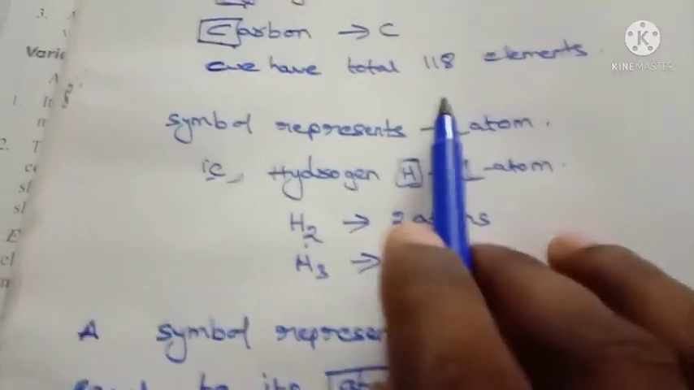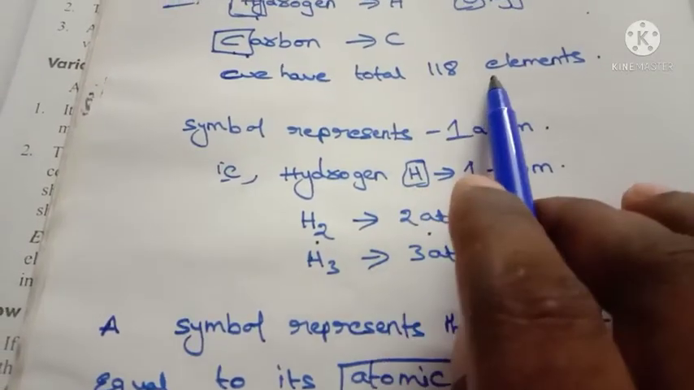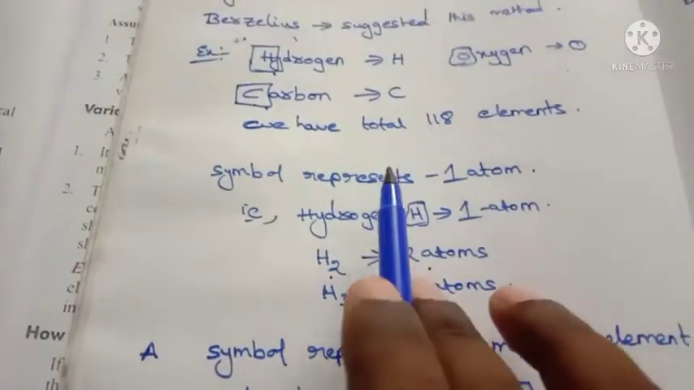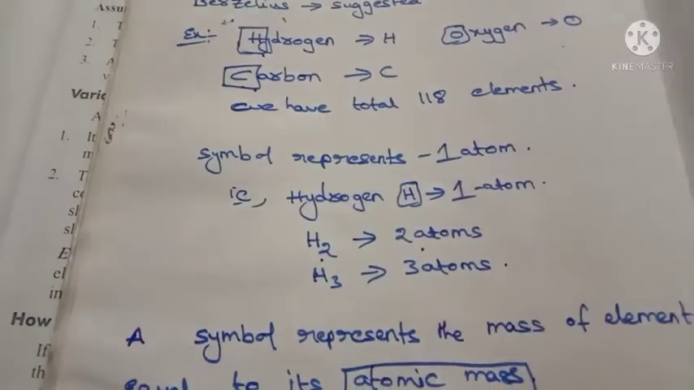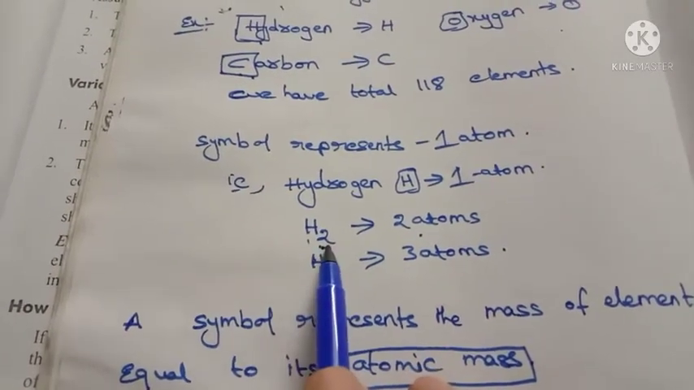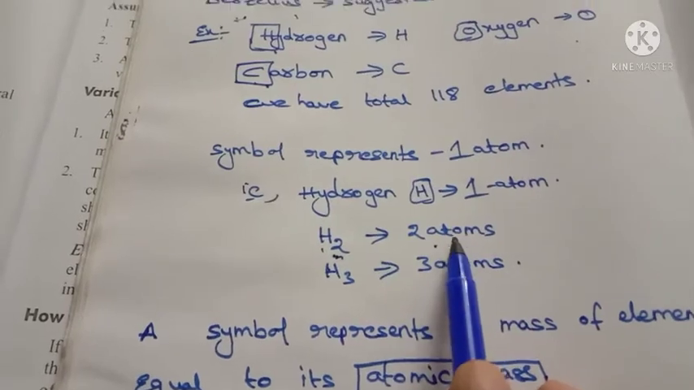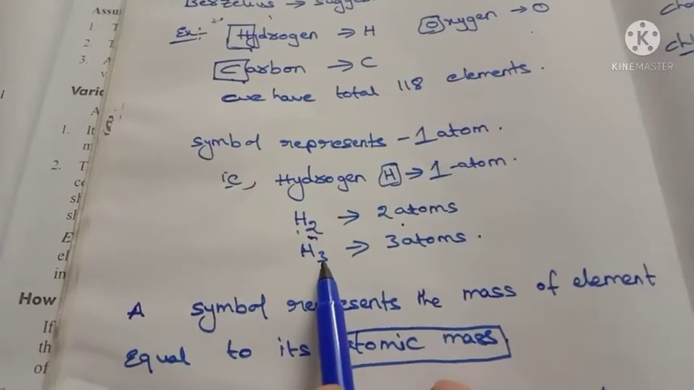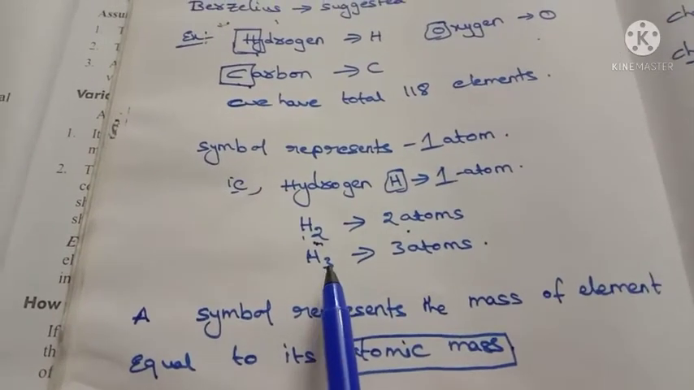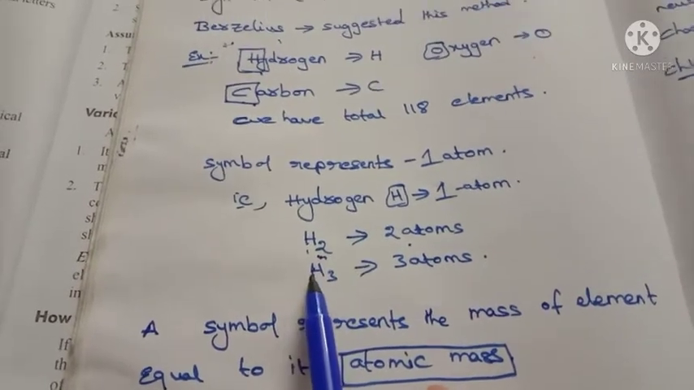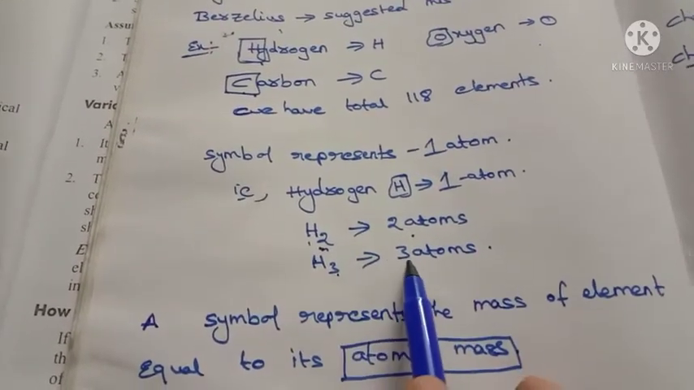So how many elements do we have? We have a total of 118 elements. Each symbol represents one atom. If we take two symbols, that is H2, that means we are representing two atoms. If we take three symbols, that is H3, H is taken three times. Here in the suffix I wrote 3, that means H is taken three times, that means we have three atoms.